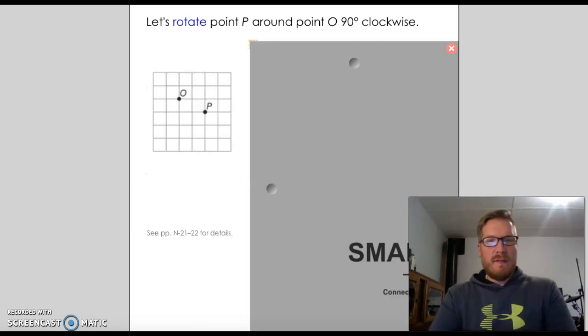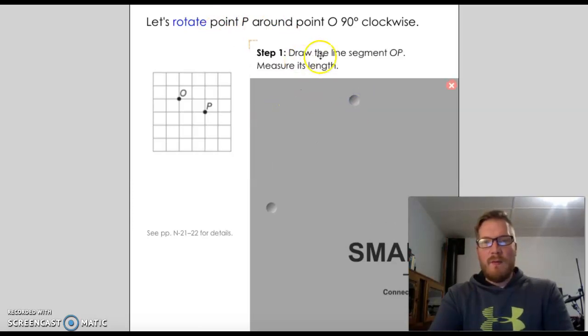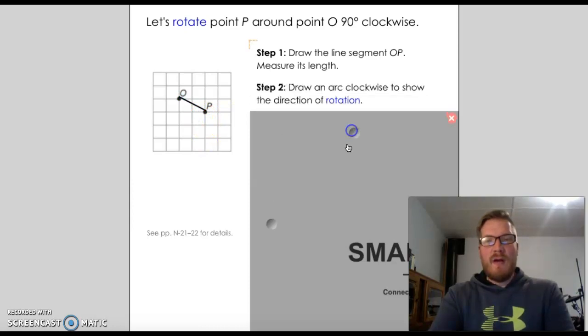So the next thing that we're going to do is sort of learn how to rotate a point around another point. In this case, it's 90 degrees clockwise, and there's a few steps that we'll try to go through together, and I'll try and show them to the best of my abilities on this program. So step one is to draw a line segment, OP, and then measure its length. So I will try to do that, and so here we go. The next step is to draw an arc clockwise to show the direction of rotation. So point P is going to go clockwise like that direction.